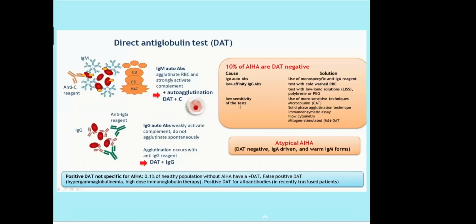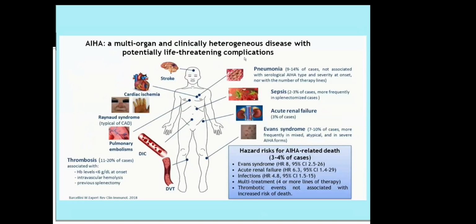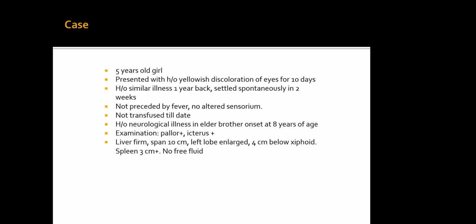AIHA can affect different organs, so we worry about pneumonias in these patients. We worry about sepsis, acute renal failure. And if you have an autoimmune hemolytic anemia with thrombocytopenia, then it's Evans syndrome, which can also be a predisposition to primary immunodeficiencies. So when you look at the peripheral smear, if you have thrombocytopenia present, then a further detailed workup actually needs to be done for these patients as well.